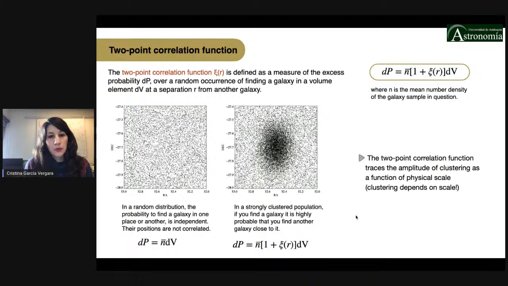Then, for example, if a population has strong clustering at small scale, then if I pick one galaxy in the sky, I have a very high probability to find another galaxy very close to it. But if the clustering is weak at large scale, then the probability to find a galaxy at long distances from the first one is not really very high. Then this is a dependency on scale.